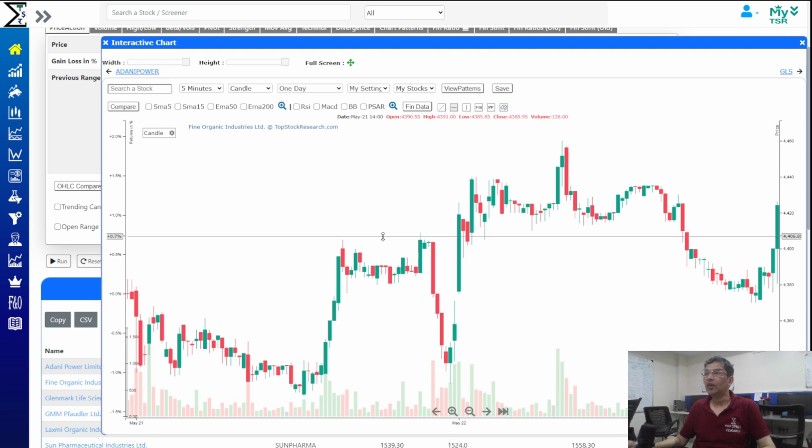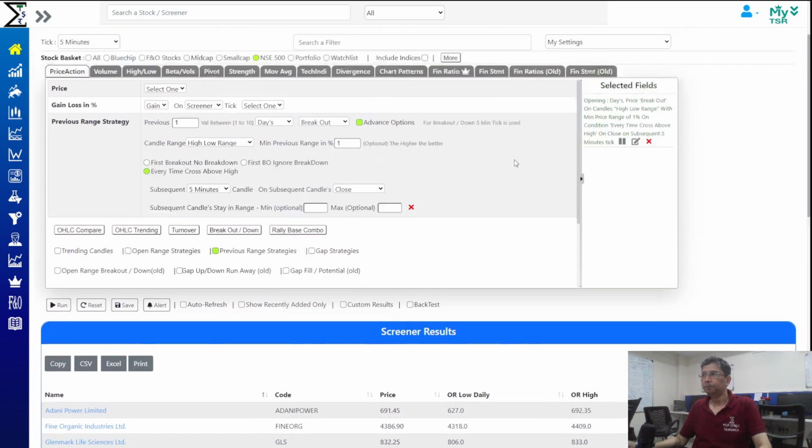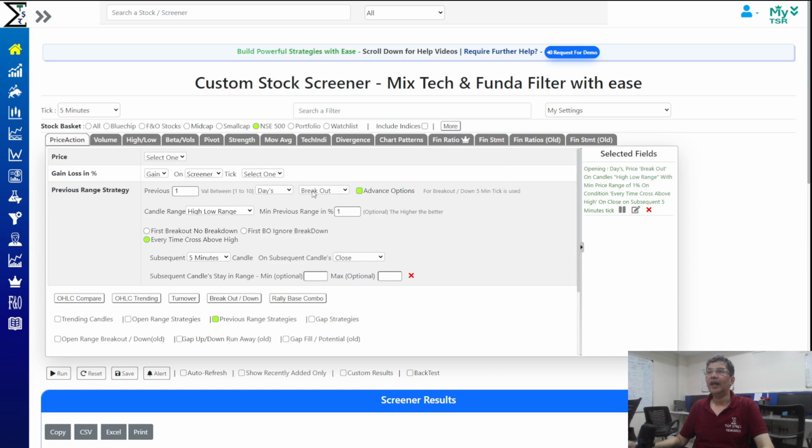Likewise, you can always go and look at other stocks. Over here, the breakout has happened from the previous level at 9:25, then it came down, retraced, and then again it has given a breakout. So if you use this strategy, you can use our screeners to filter the stocks for that as well. Okay.